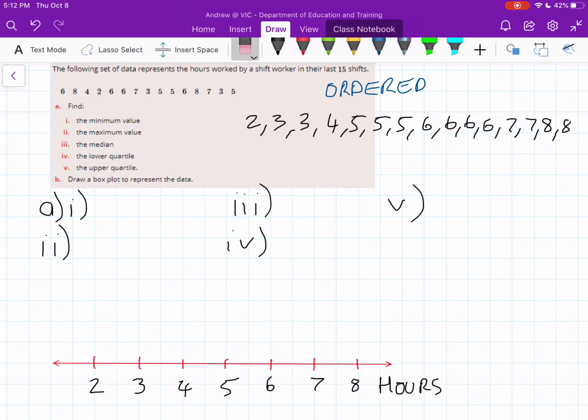And I've just set up the scale for the box and whisker plot down the bottom here because I noticed that our top number was 8 and our lowest number was 2. So they're the values that I've put it in between. So we'll get into this.